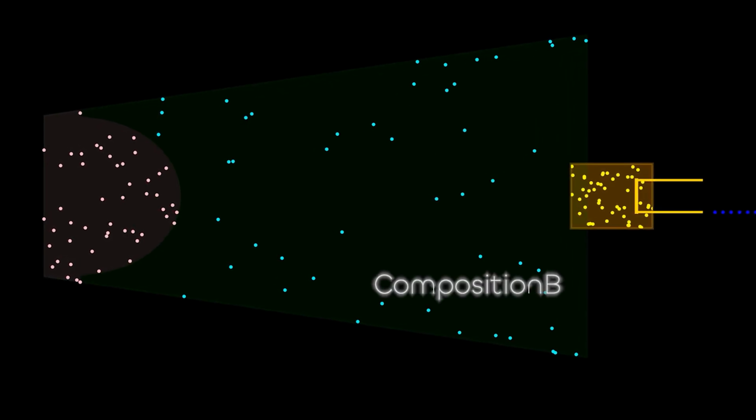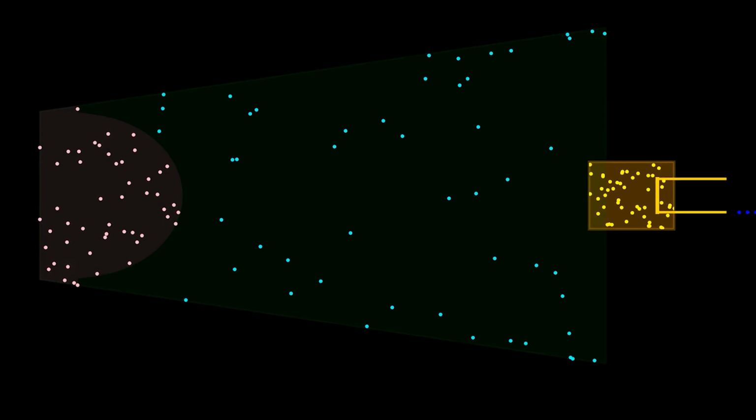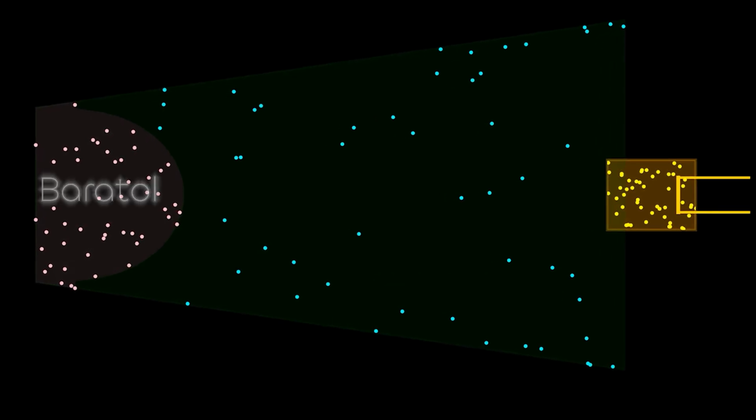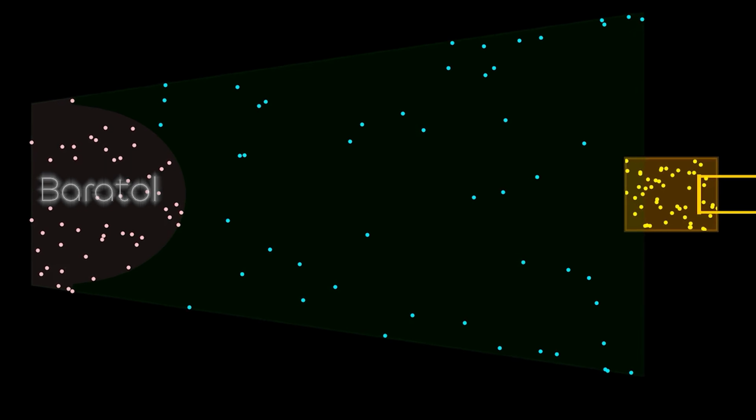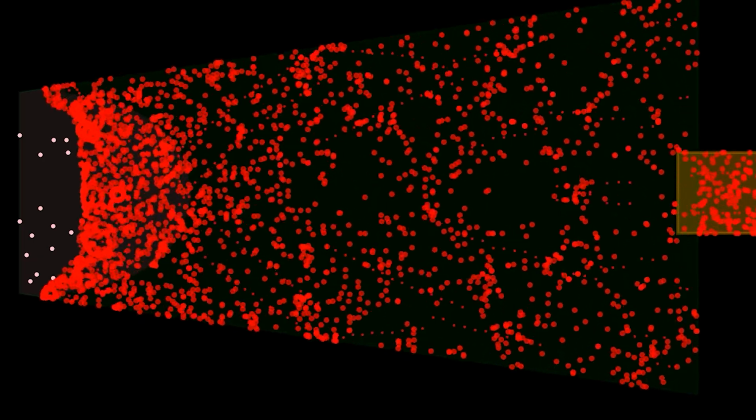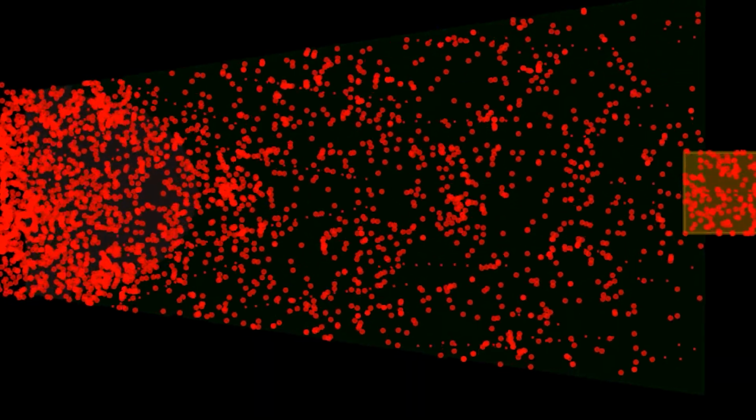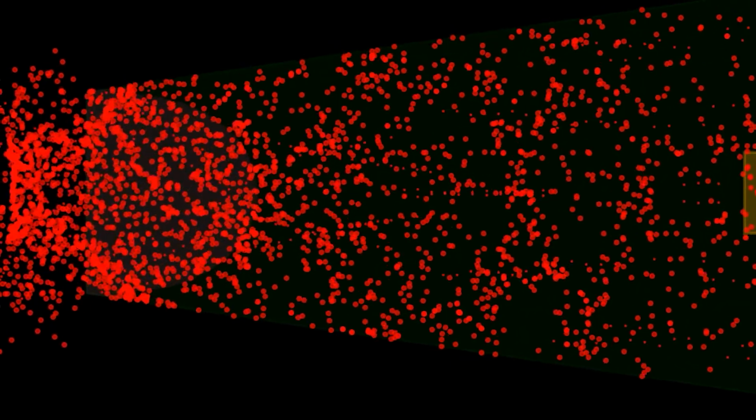Composition B, our fast explosive, which detonates at 8,000 meters per second, and barytol, our slow explosive, which fires at roughly 5,000 meters per second. Watch what happens if we chain the explosive types together. The shockwave begins in composition B and propagates to the left. The center of the shockwave slams into barytol first, decelerates, while the edges, still in composition B, keep racing ahead. The result? The shock front warps into a shallow bowl.